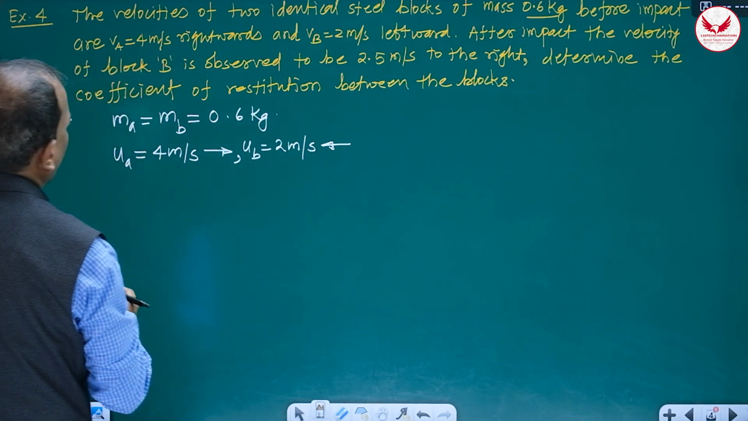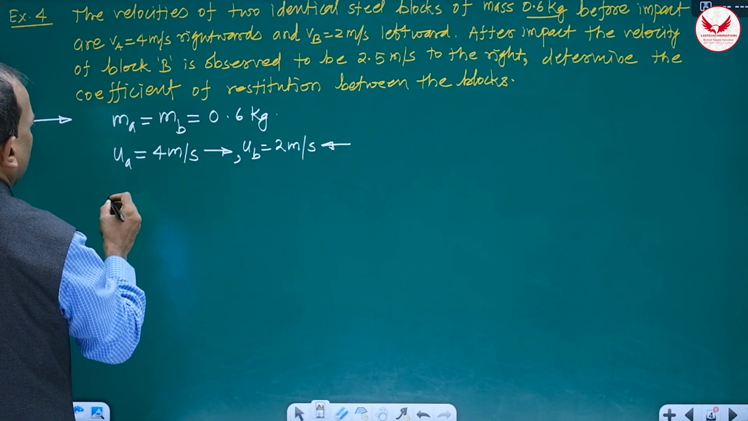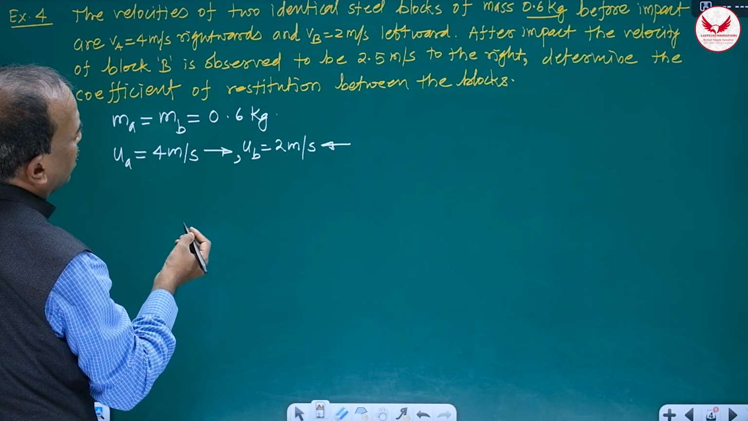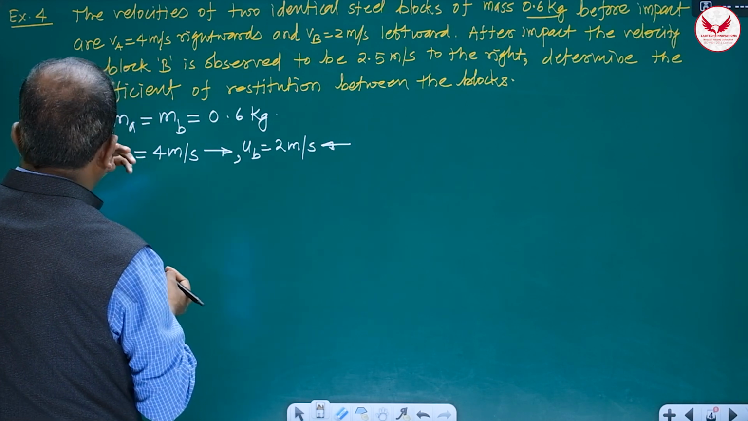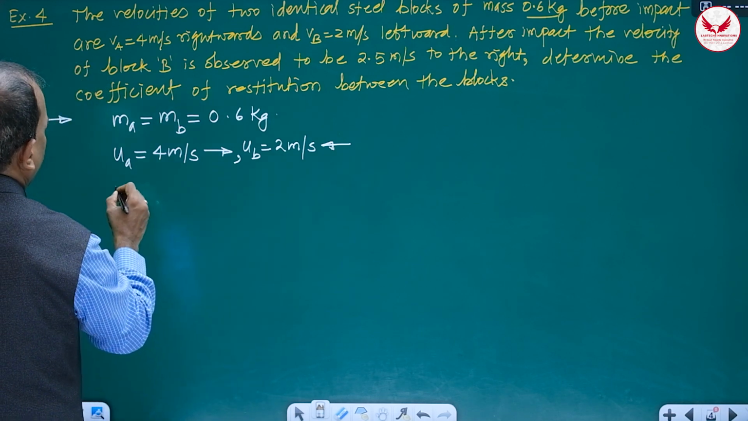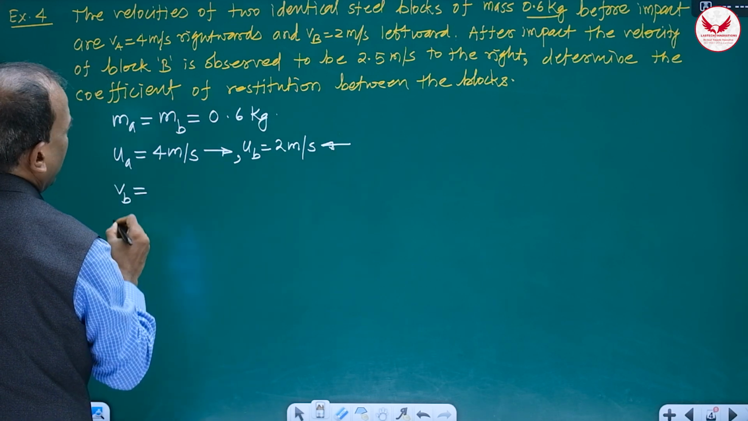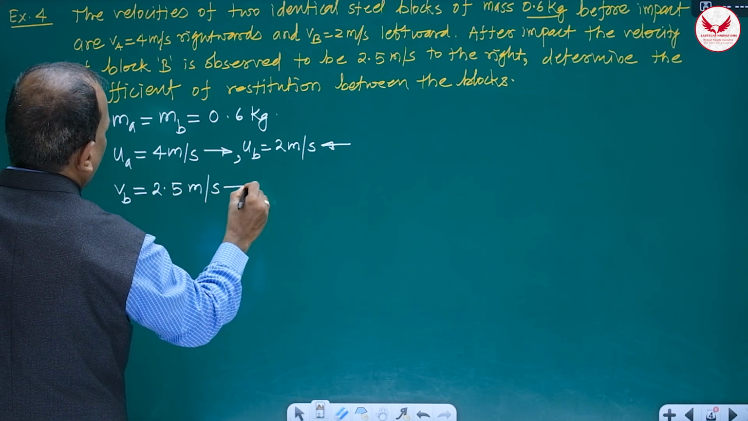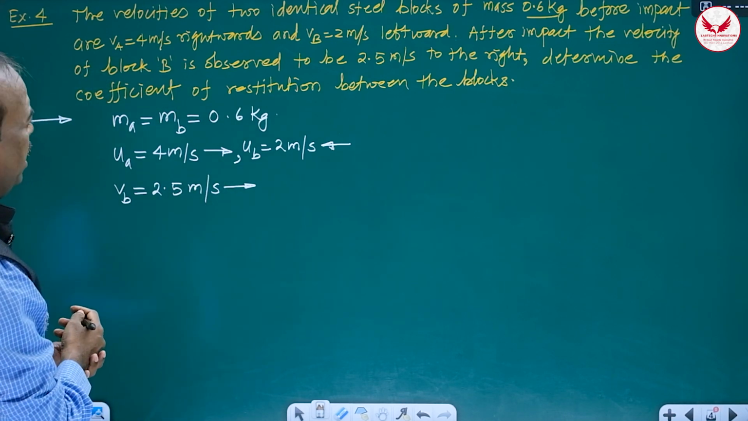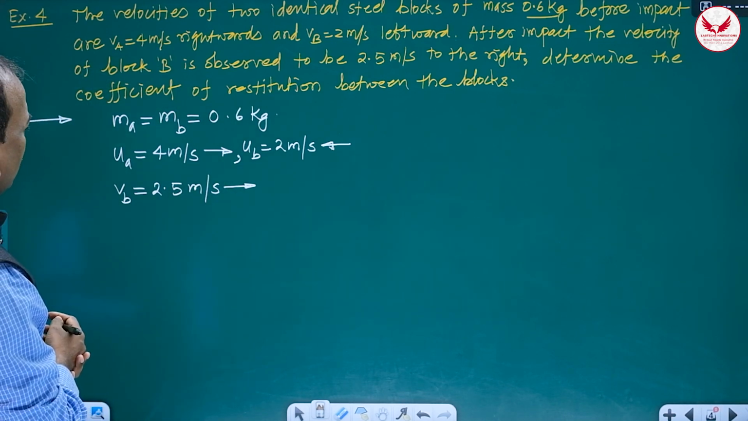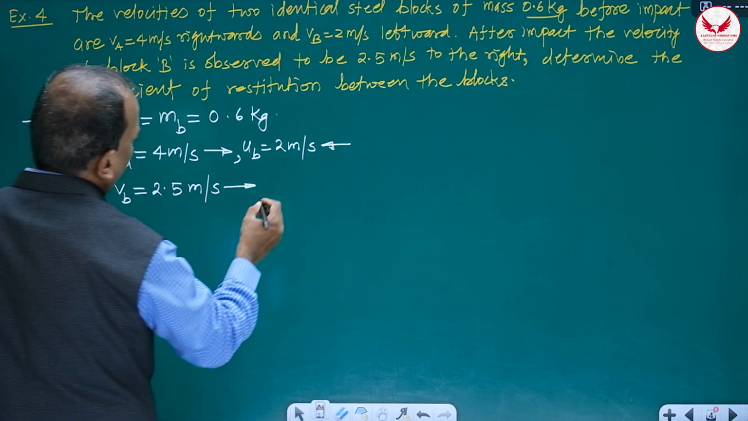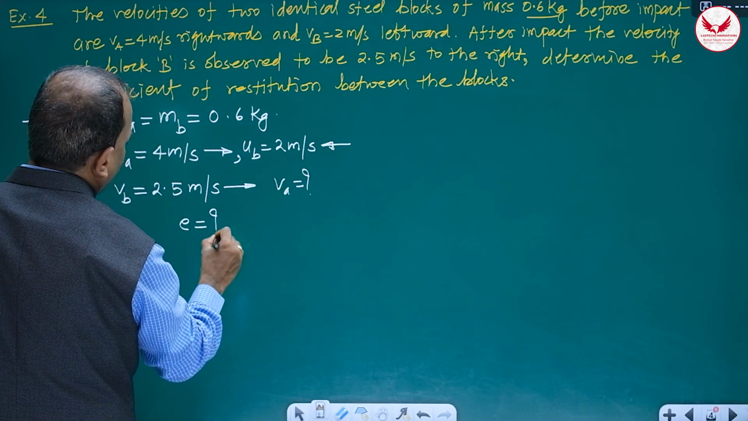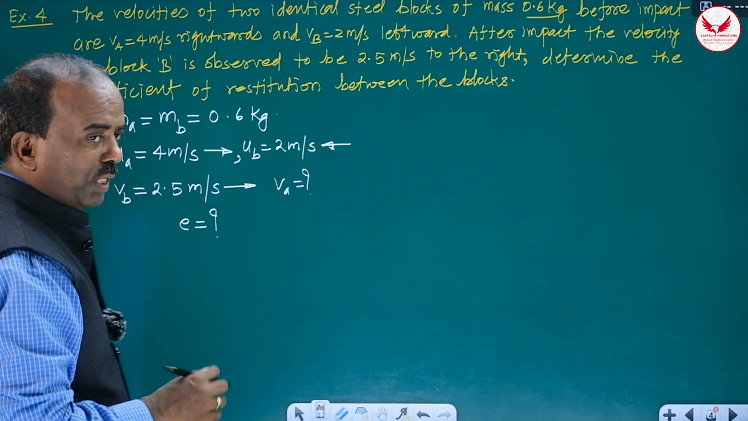After impact, the velocity of block B is observed to be 2.5 meters per second towards the right. Determine the coefficient of restitution between the blocks. Here VB is 2.5 meters per second towards right, not VA. For that VA is also required. So we have to get first VA, and then we can easily get E. Again, one more very simple example.